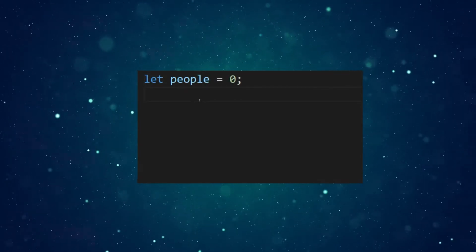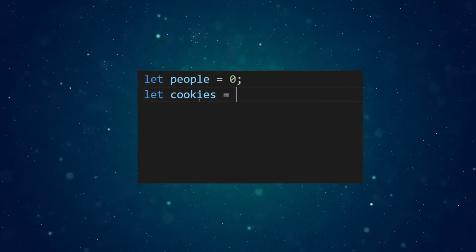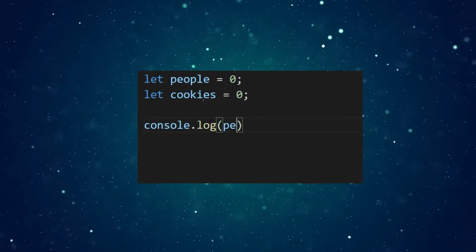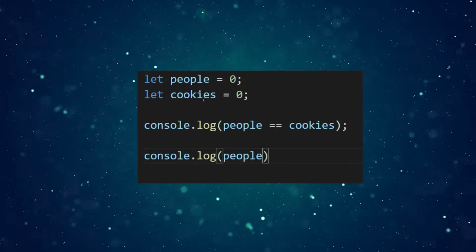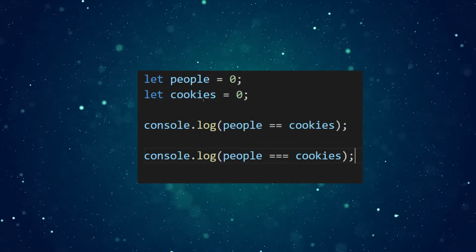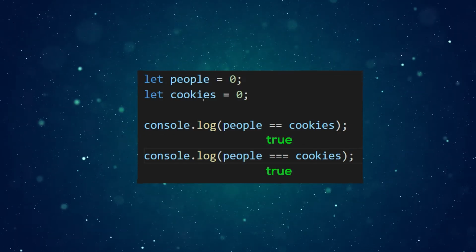Create a people variable, set it to 0. Create a cookie variable, set it to 0. We're going to determine if we have enough cookies based upon the number of people. Both of these expressions evaluate to true. It appears both of these operators work the same way.